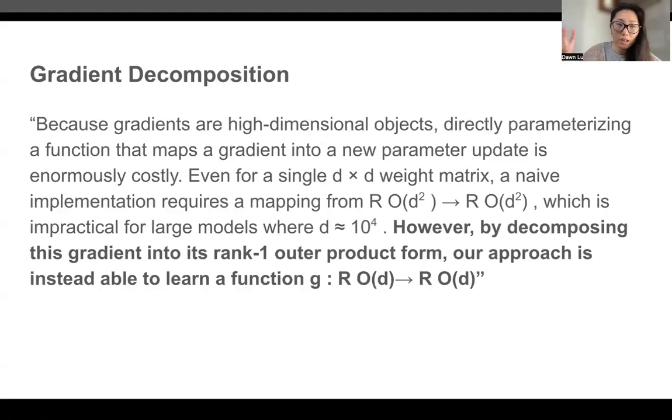So how is this done? What is the gradient decomposition part of this model? One of the observations that the researchers make is that even though gradients are high dimensional objects, so it's very costly to work with, they can be decomposed into their rank 1 outer product form, which becomes much more computationally efficient to work with.